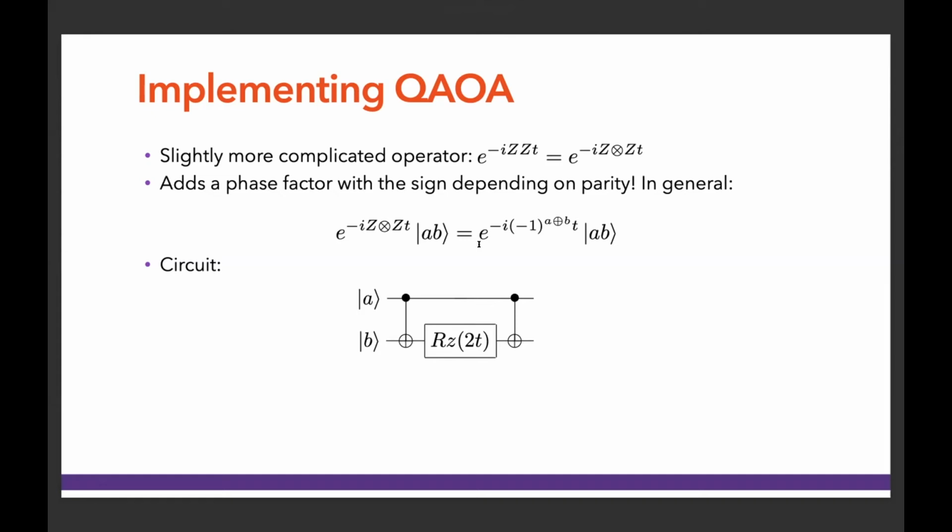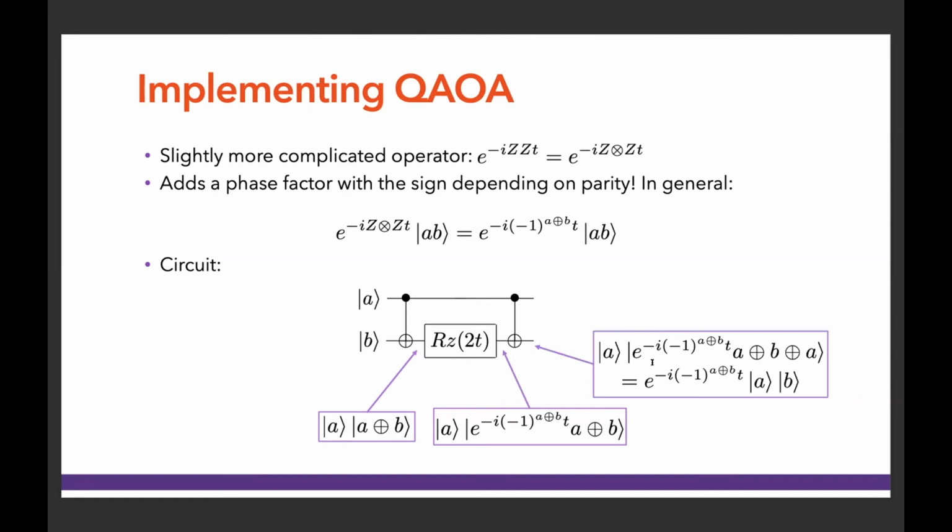Now, the circuit that does this is this circuit. CNOT, RZ, CNOT, and we can quickly check that this is indeed the case. After the first CNOT, we get A and then A XOR B. Then the RZ adds a phase depending on the value of the second register, which is A XOR B. And then the last CNOT returns the second register to its original state. And now we have this global phase that is our desired phase, depending on A and B. So this circuit implements the desired operation. And this is how we implement the time evolution for ZZ.